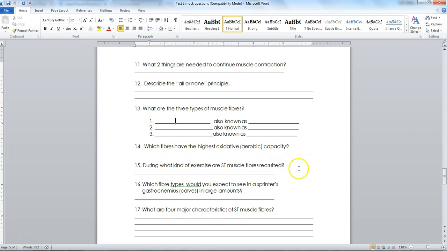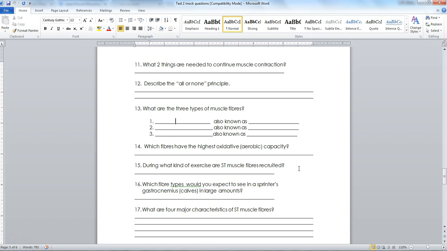During what kind of exercise is slow twitch muscle fiber recruited? The answer to that, keeping it general, is long duration aerobic activity. So you may put examples down like marathon running, cross-country skiing, lawn bowls would be an example, walking or jogging would be an example.